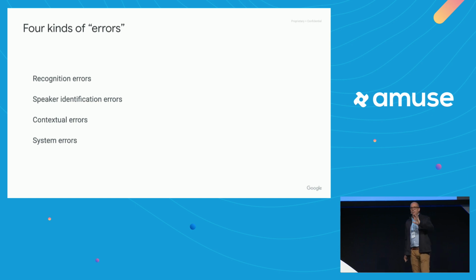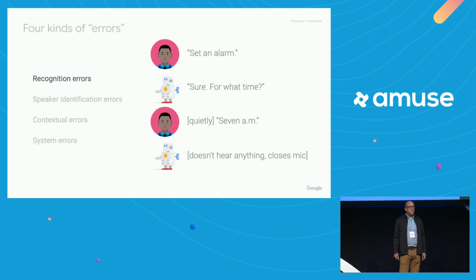Now, Google divides the errors that can happen in a conversational interface into 4 different kinds. There are the recognition errors, which we saw a little taste of earlier. There are recognition errors and also speaker identification errors, contextual errors, and system errors. That's how we break up the world of errors, and I hate calling them errors. I like to call them grounding strategies. So let's look at some examples of these.